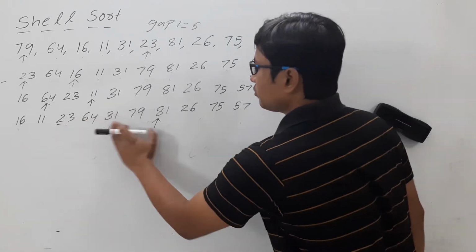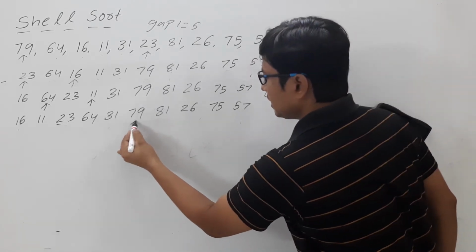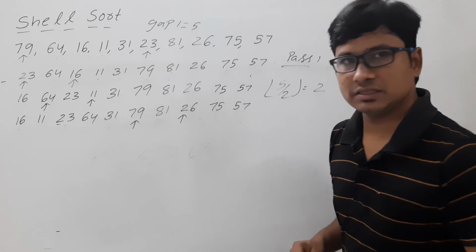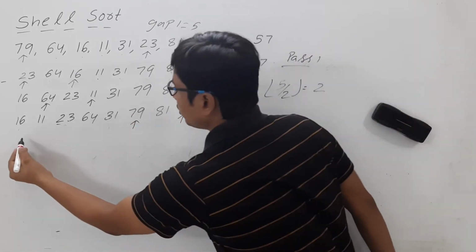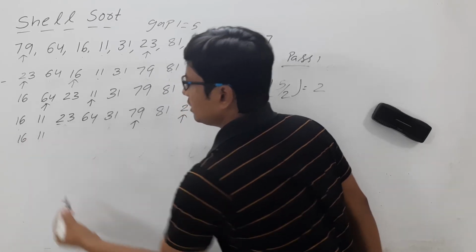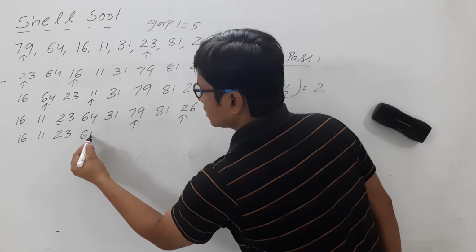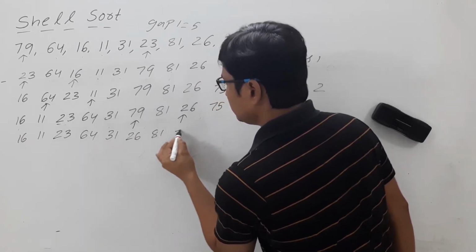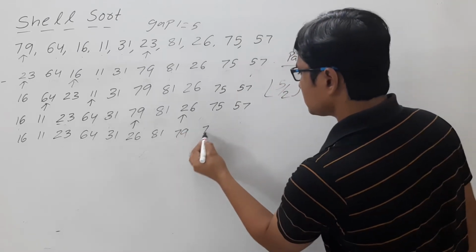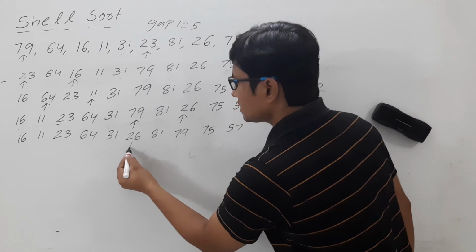Again I no need to perform any swapping. Okay. Now 79 I will compare with 26. Now 79 is greater than 26. So if I perform the sorting, it will be 16, 11, 23, 64, 31, 26, 81, 79, 75, and 57. Now you got the 26 here.